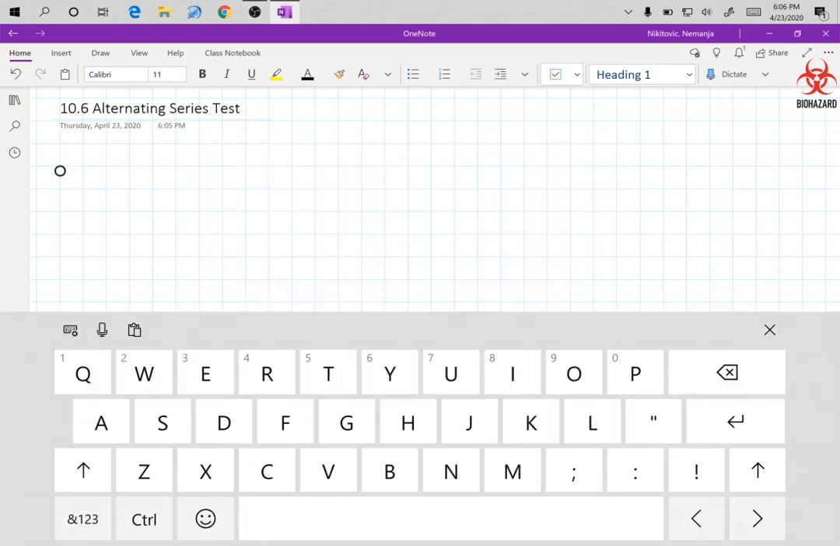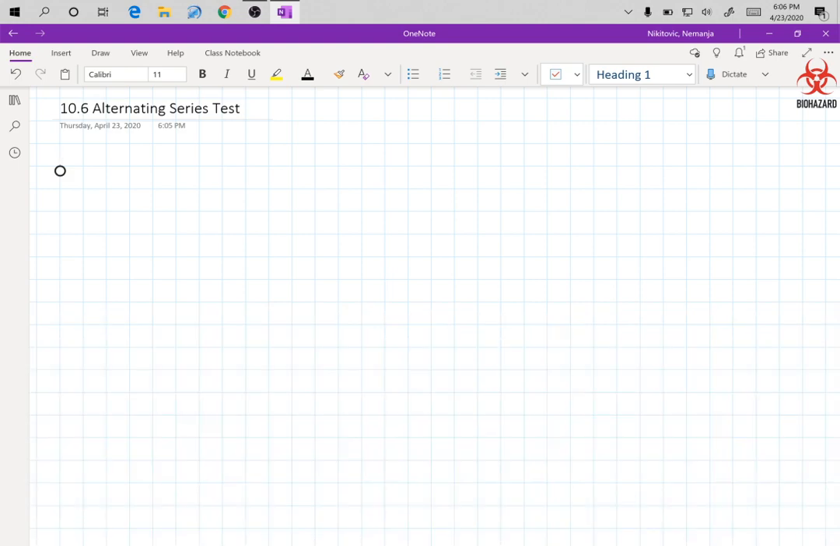Hello and welcome back to Calculus 2, section 10.6 on the alternating series test. This is going to be our test number 8, and after this one we have two more, root and ratio, and that would conclude the list. So let's take a look at the alternating series test.